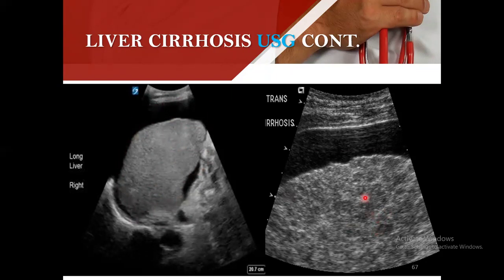Pool of fluid. Now, if you check this one, check the liver echogenicity. Abnormally seen. And you can see fluid, a pool of fluid outlining it.